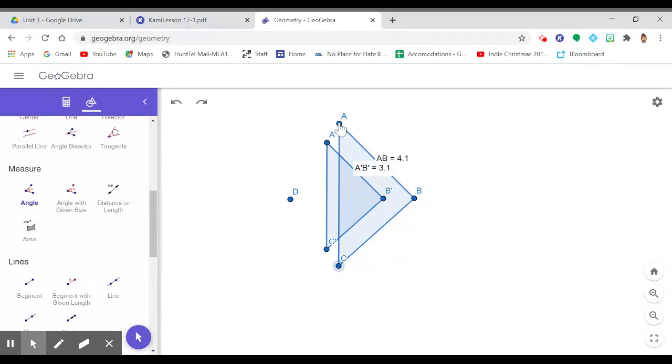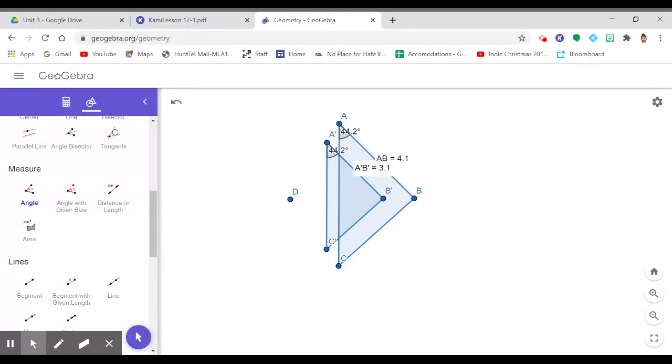Let's look at angle A of our pre-image, which is 44.2. Obviously, it was still 44.2 from our previous dilation. Now let's look at angle A prime. It should be 44.2. So yes, what we're seeing here is not only does an enlargement not change the angles, but a reduction doesn't change the angles as well.